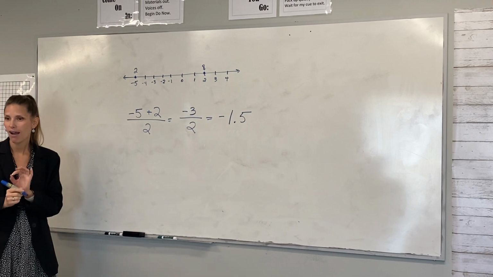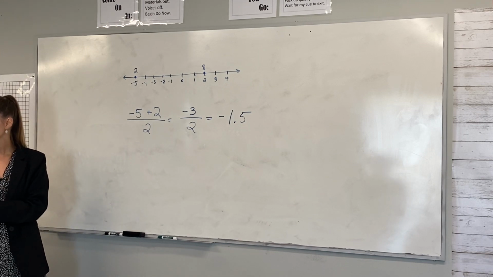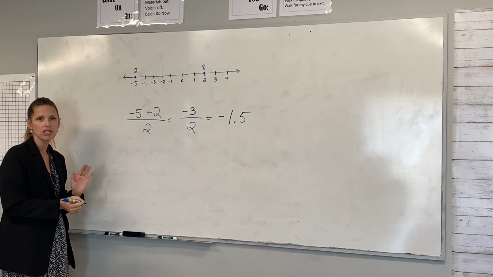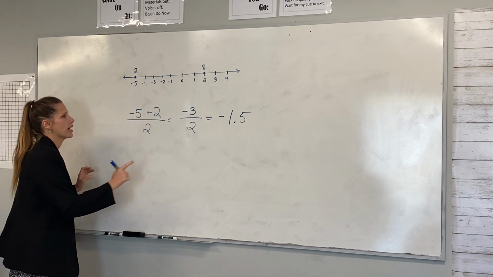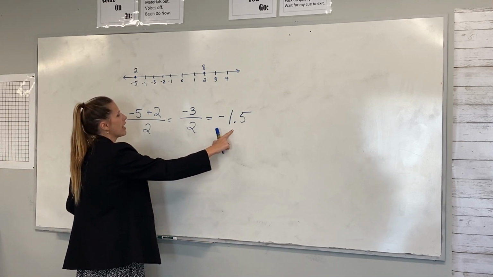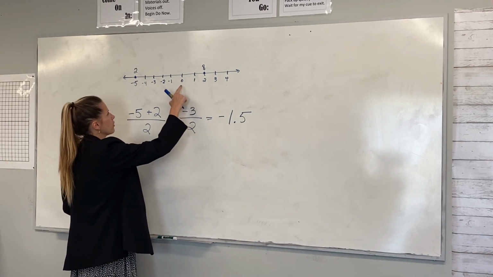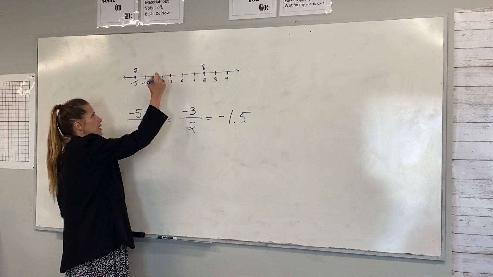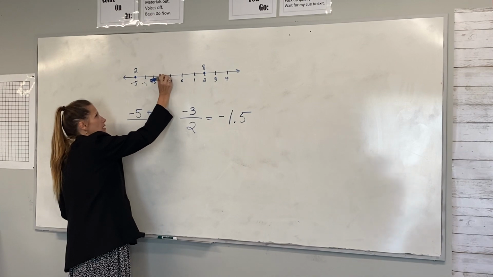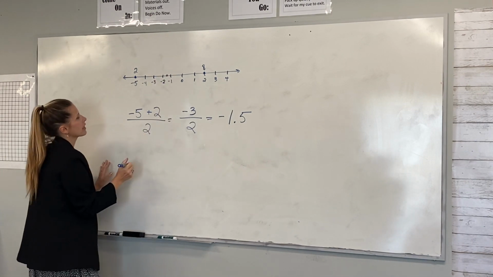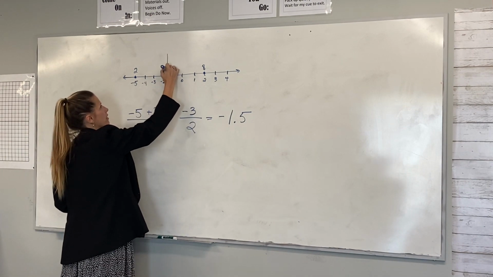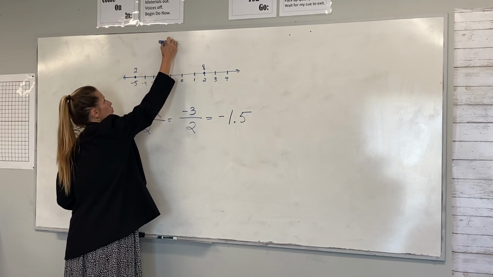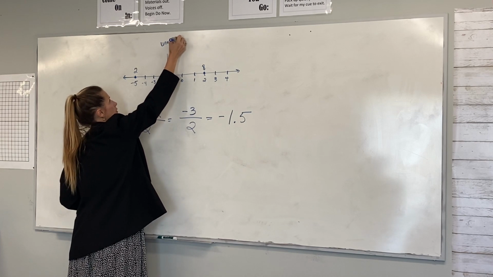Again, this is not what the question is asking, but I need you to understand regular average before we understand weighted average. Okay, negative 1.5 would be over here. So I have 0, negative 1. So negative 1.5 would be halfway between negative 1 and negative 2. This is my unweighted average.